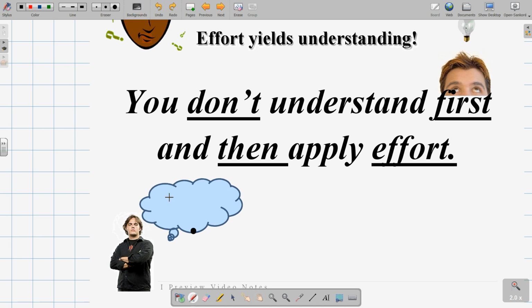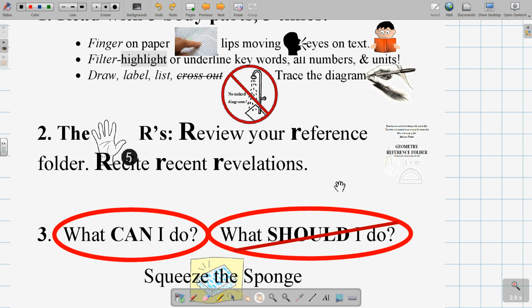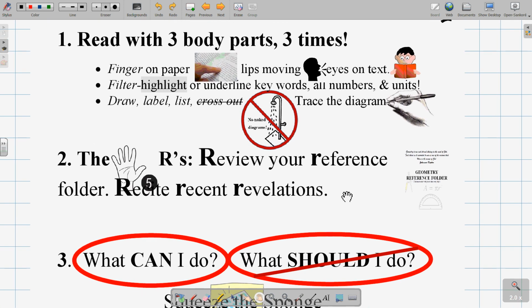But the question I get most often is, if I don't know what to do, what do I do? So I give you 5 simple things you can do when you don't know what to do. All of this translates into effort. And as you invest in effort, your understanding will increase. This is called brain in hand problem solving techniques. 5 things you can do when you don't know what to do.